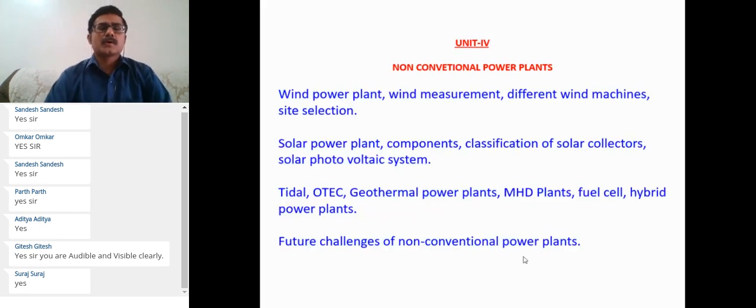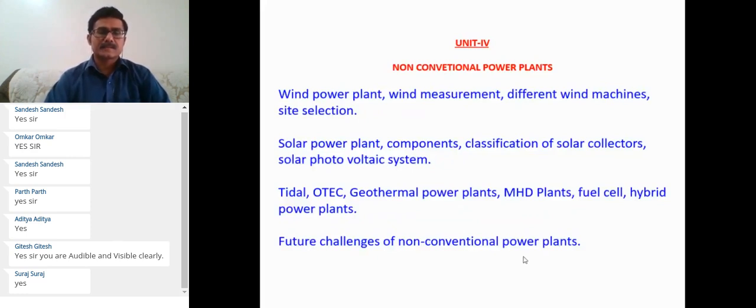Then the solar power plant, also known as solar thermal power plant in some of the books. The components of the solar thermal power plant. The important component is nothing but the solar collector. So we'll discuss the different types of solar collectors, their different arrangements, what are the advantages and disadvantages of these different types, what is the scope of these collectors, rather, not the solar plant, the different types of solar collectors in actual practice.